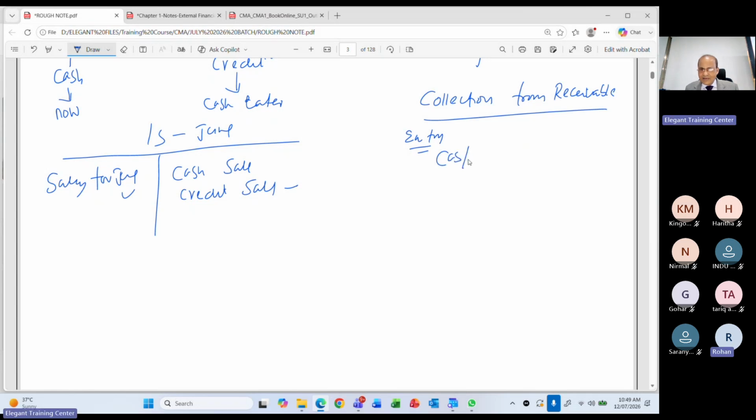Cash or bank debit to sundry debtors, AR, not to sales, to AR, right? And this entry is recorded under cash accounting, right? Under the cash basis, basically, you will enter only the cash transaction. Clear? Thank you, Rohan.